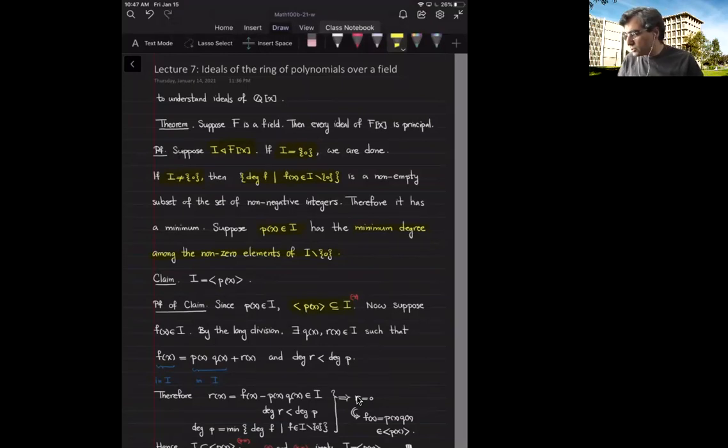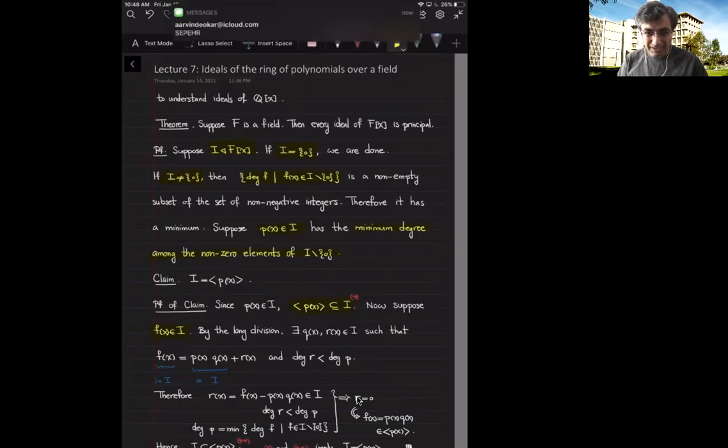Now let's try to show the non-trivial part of it. Meaning, I pick an arbitrary element F of this ideal I, and I want to show that this arbitrary element should be a multiple of P. So we take out as much as we can multiples of P from F. What does that mean? This means we divide F by P.